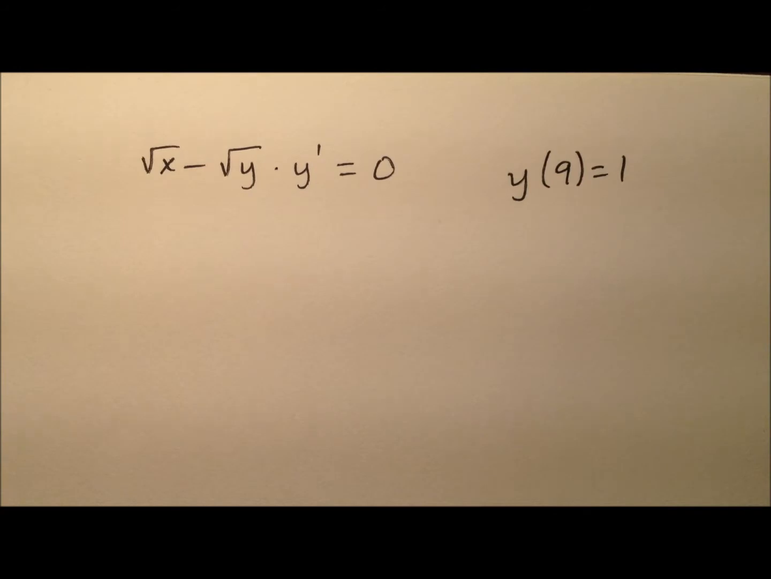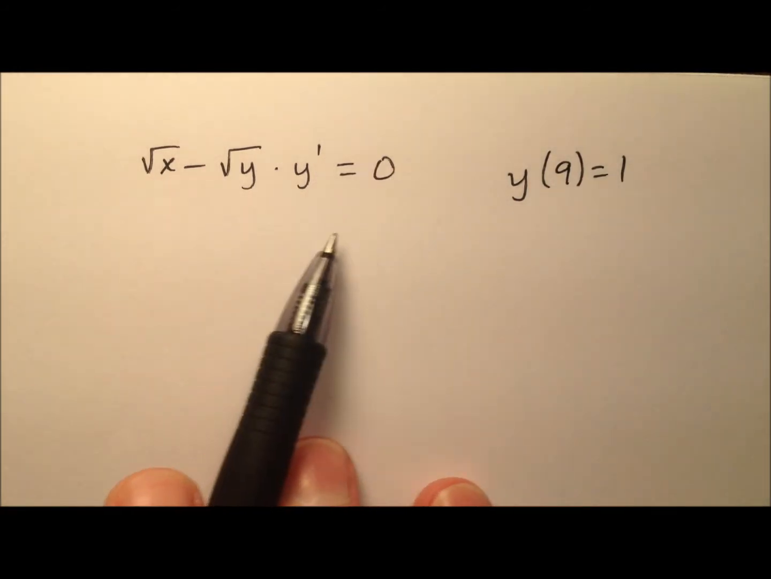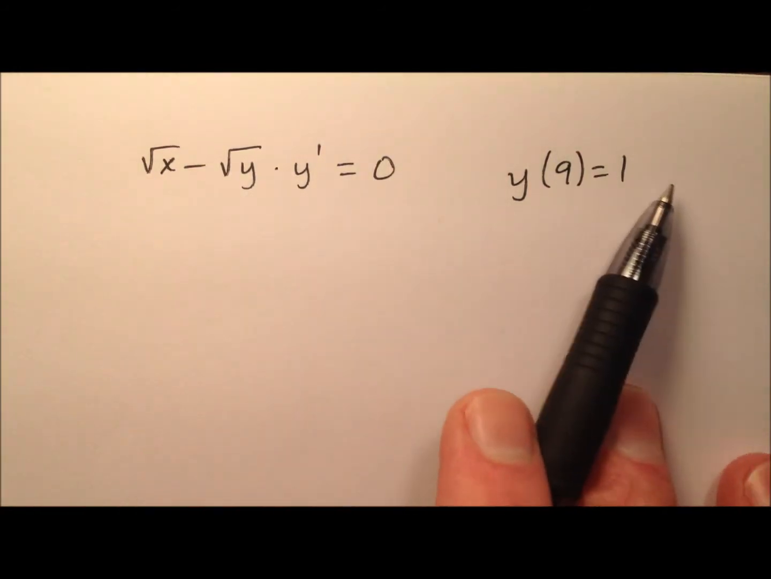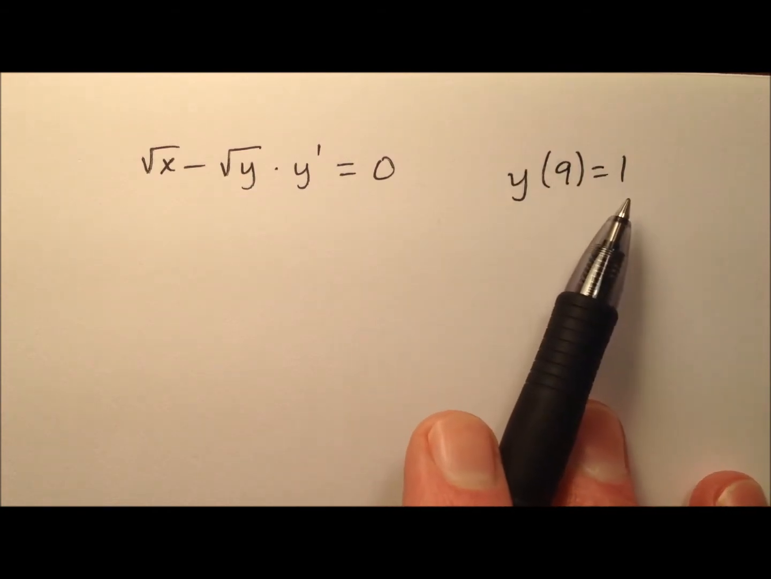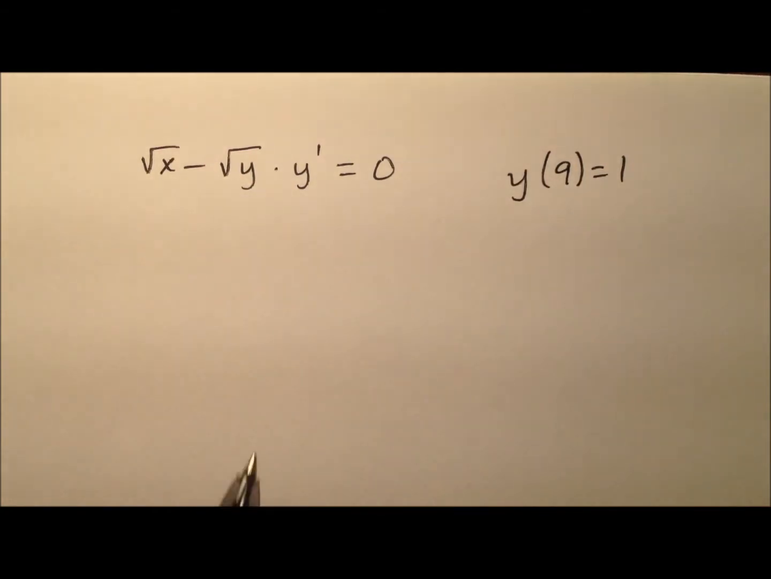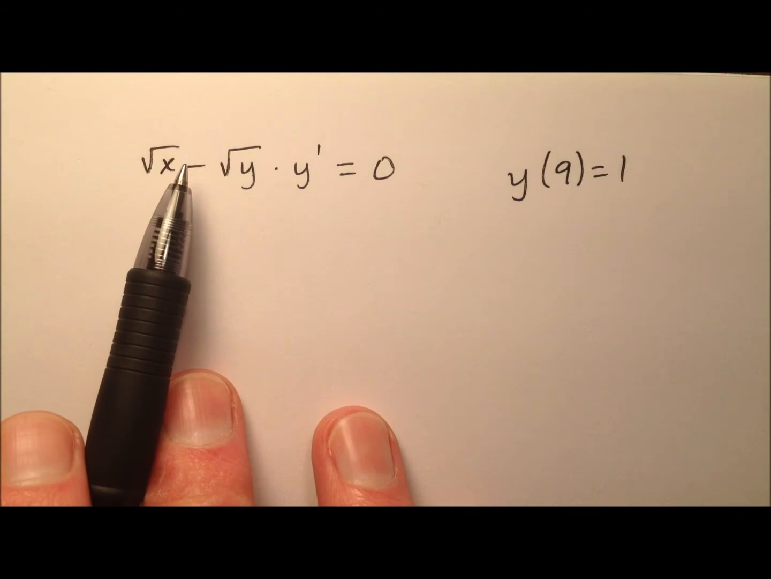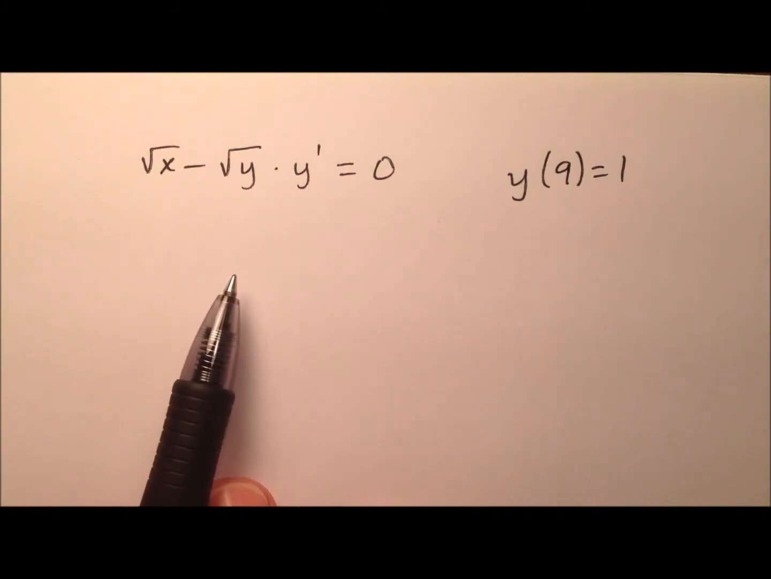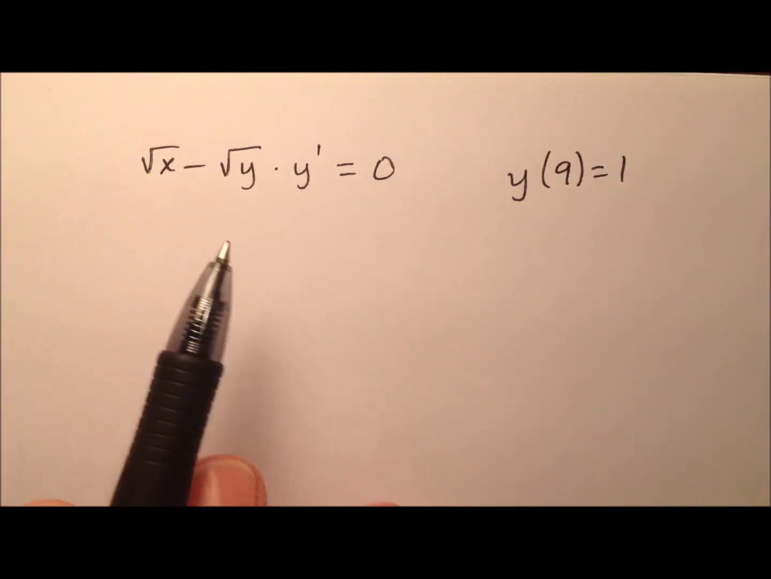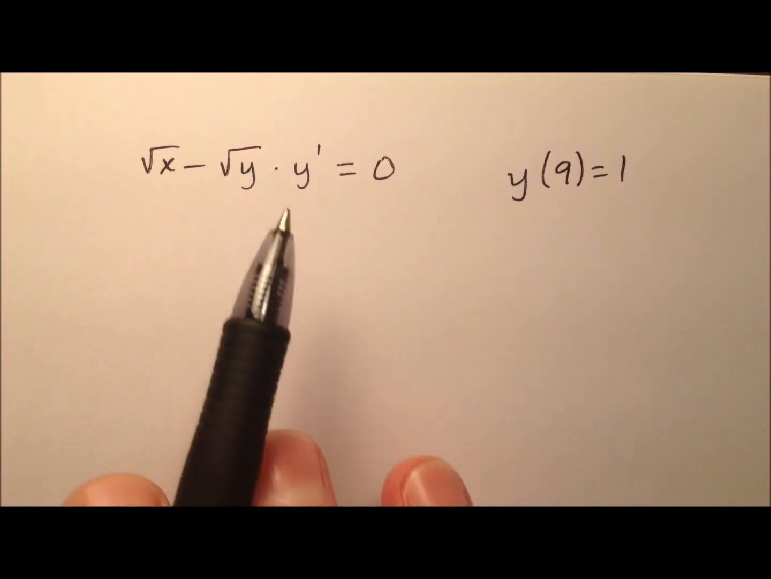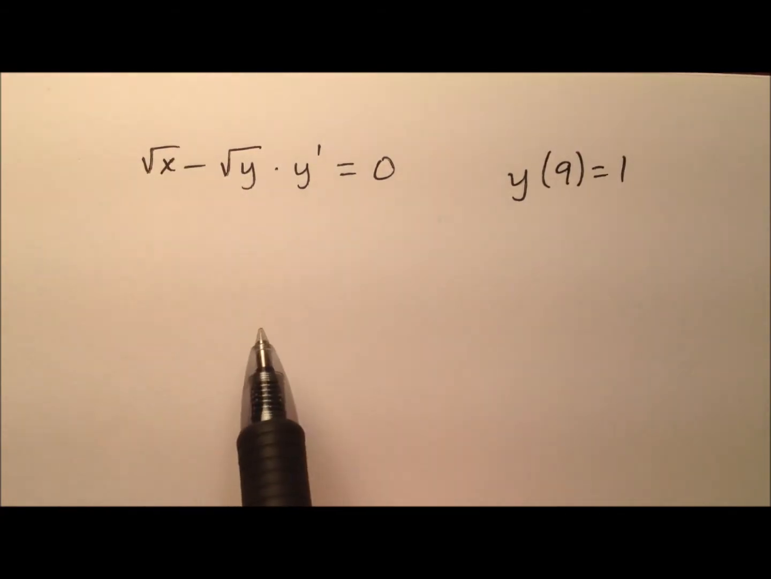In this example, we're going to solve this separable differential equation and use the initial condition we're given to go ahead and find a particular solution. Alright, well the first thing we need to worry about when solving a separable differential equation is to get all the x values on one side and the y values on the other, with the dx and the dy respectively.